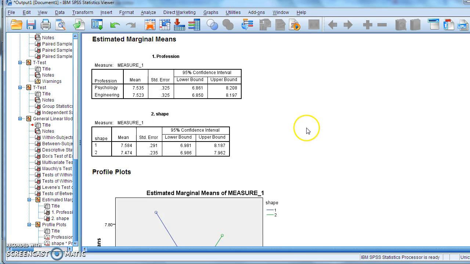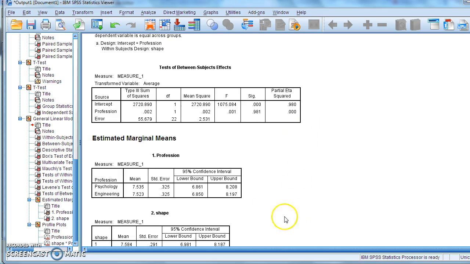And here are our tests of between subjects effects. Here's profession, and we find there is again no significant difference there. F of 0.001, that's F not P, with a p-value of 0.9, so it's practically nothing. No difference there at all. Effect size is 0, hardly worth talking about. But that's a bit strange. So okay, we found a significant interaction.